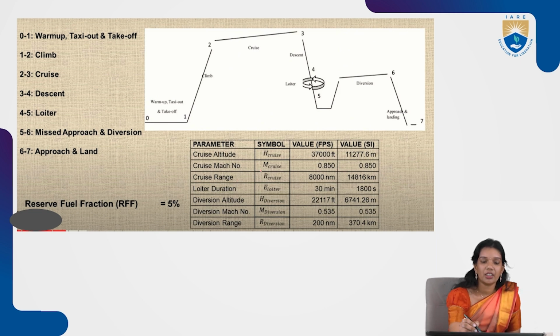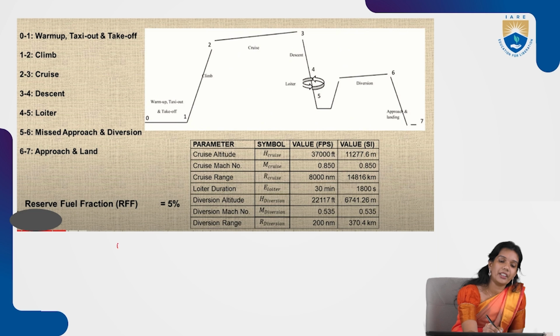Then the range, right? A cruising range. Cruising range is W3 by W2. W1 by W0 is a predefined value. We know that W1 by W0 is going to be 0.97. Then 2 by 1 is also predefined, which is 0.98.